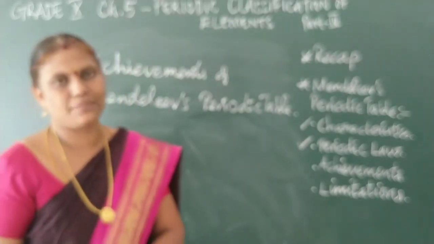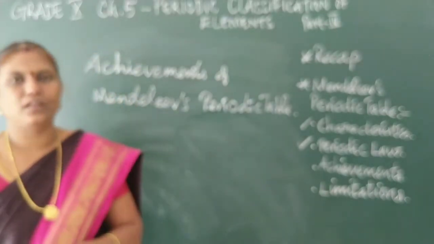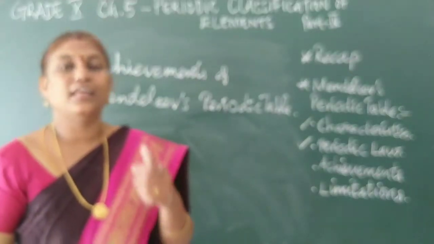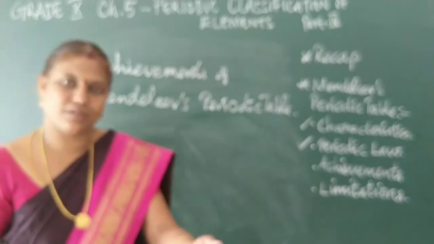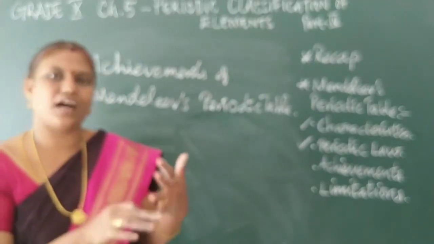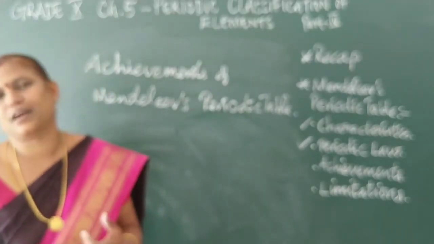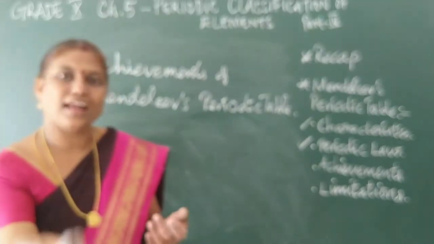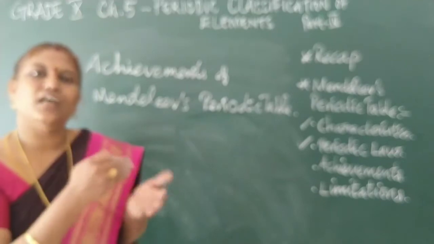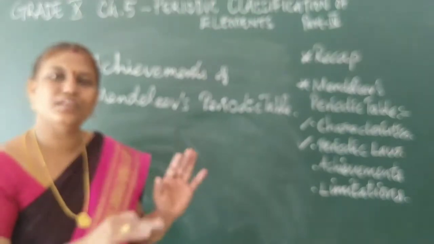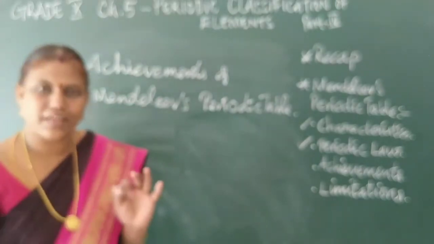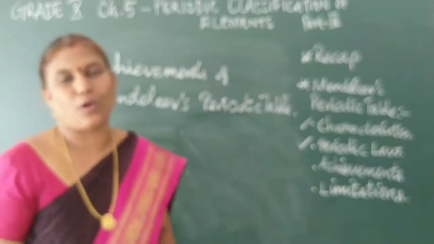What are the three achievements? He has left a gap for the future generation to discover the elements, and he has given the names Eka-boron, Eka-aluminum, Eka-silicon. When they were discovered, they were correlated, and it was proved they had similar properties to what he had predicted for the space he left. The remaining elements also had the same properties.